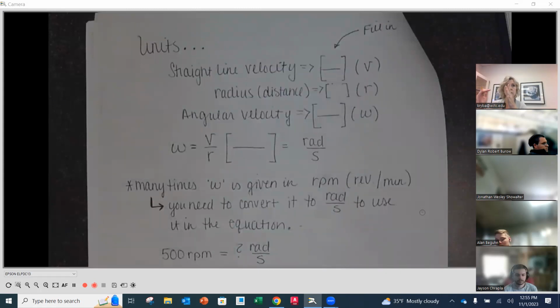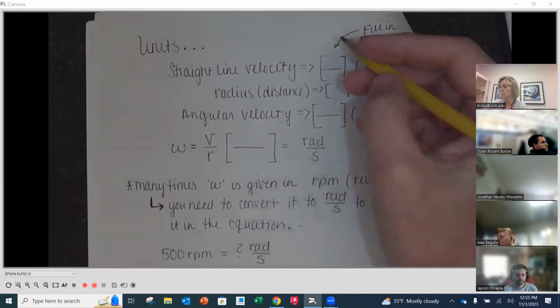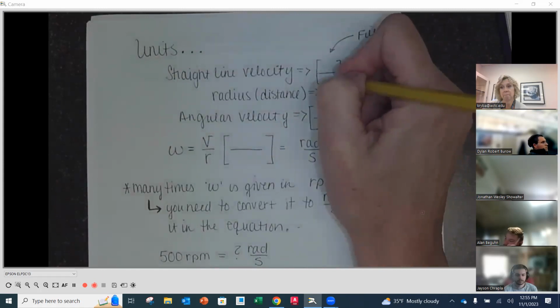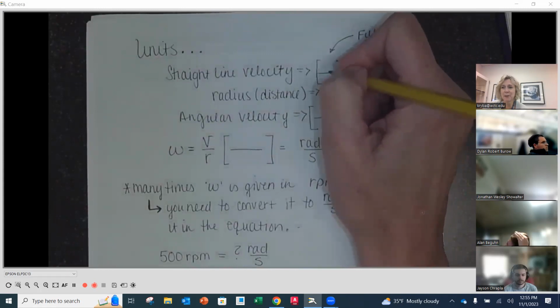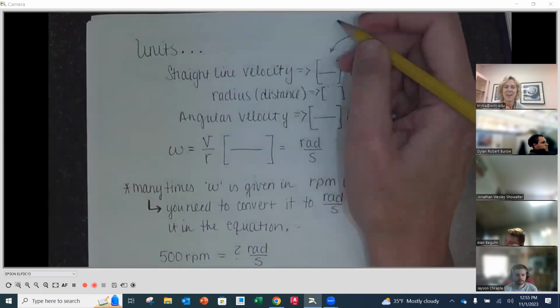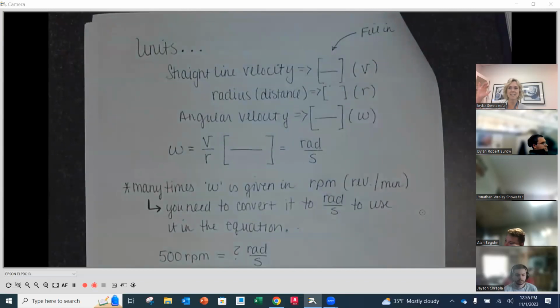It's going to be distance over time. I don't want that, but I want units. What are units that I would put on top, for instance? Miles per hour. What else could I put? Inches per second. What else could I put? Oh, light years per year. Light year, right? Yeah, so anything that is going to be distance divided by time.